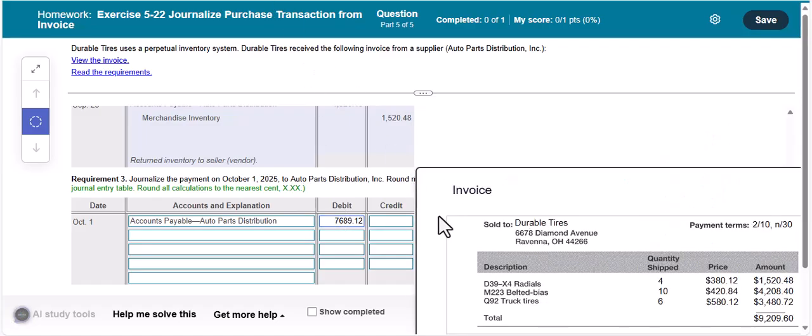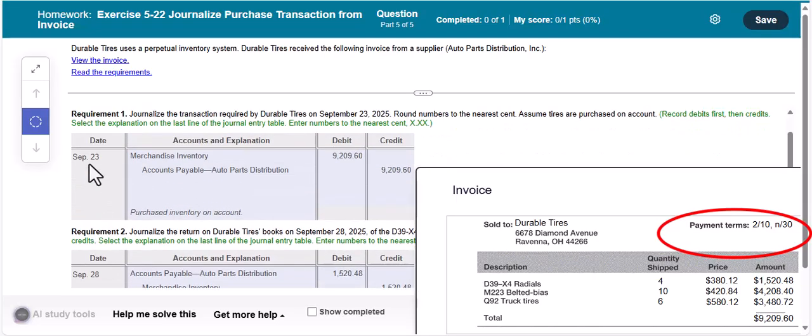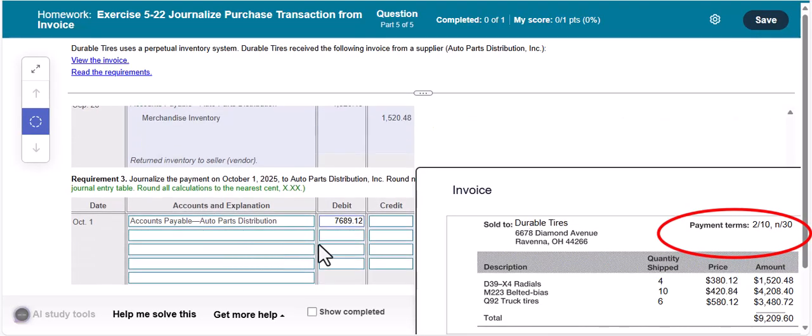So now let's figure out whether we qualify for that discount and whether we get it. So our payment terms, we get 2% off if it is paid within 10 days. So let's see, we're here on October 1st and we did the purchase on September 23rd. So how many days is that? That is 8 days. So that is within that 10-day period. So that means we will be getting the discount.